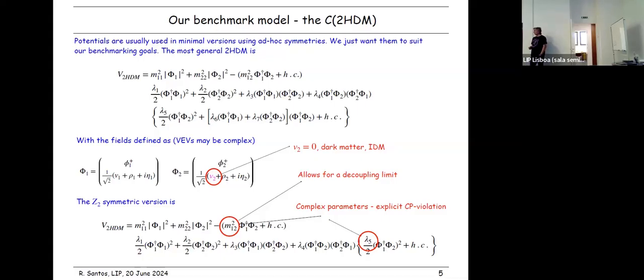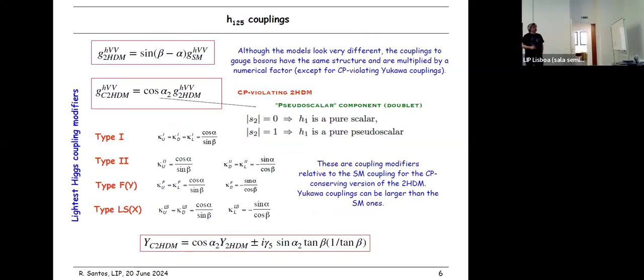For those of you who are not used to this terminology, explicit CP violation means that you break it in the Lagrangian. Spontaneous CP violation means that you break it in the vacuum. Of course, once you break CP violation in the parameters, it doesn't matter if your vacuum breaks CP violation or not, because CP is already broken.